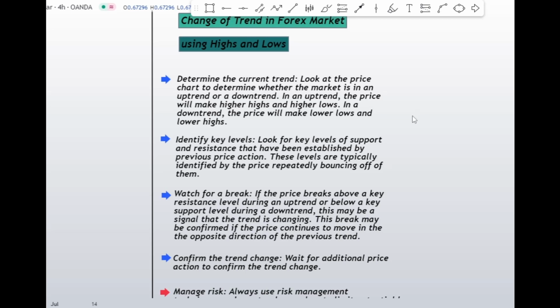And the third thing, watch for a break. If the price breaks above a key resistance level during an uptrend or below a key support level during a downtrend, this may be a signal saying that the trend is changing. This break may be confirmed if the price continues to move in the opposite direction of the previous trend.